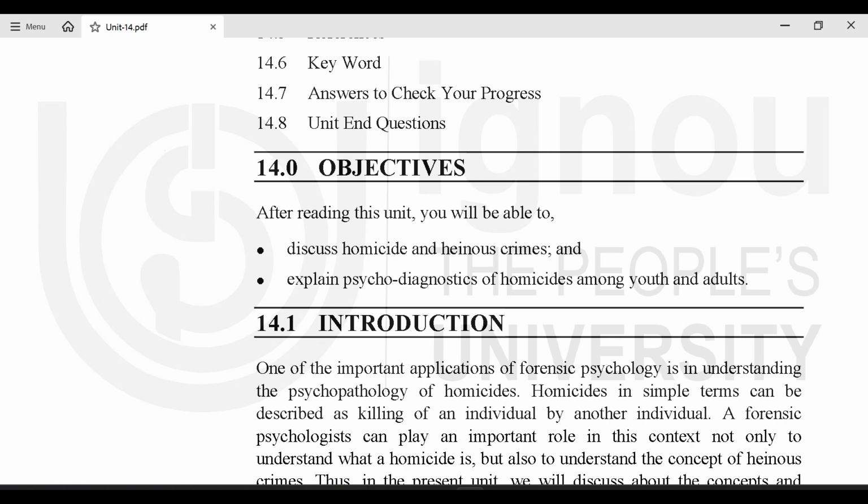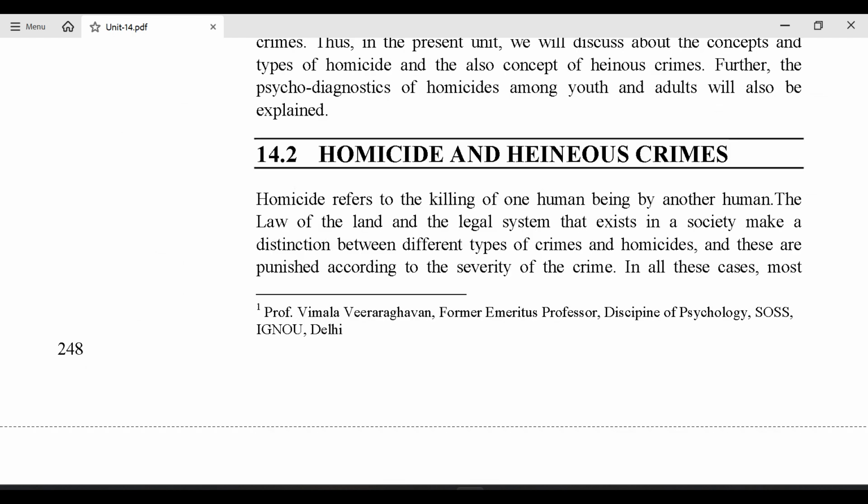14.1 Introduction. One of the important applications of forensic psychology is in understanding the psychopathology of homicides. Homicides, in simple terms, can be described as killing of an individual by another individual. A forensic psychologist can play an important role in this context, not only to understand what a homicide is, but also to understand the concept of heinous crimes. Thus, in the present unit, we will discuss the concepts and types of homicide and also the concept of heinous crimes. Further, the psychodiagnostics of homicides among youth and adults will also be explained.